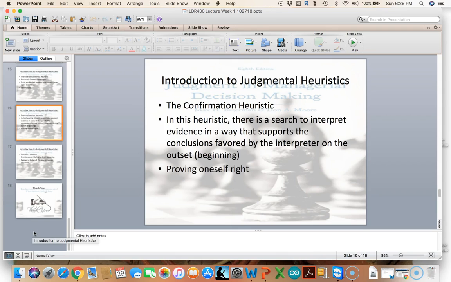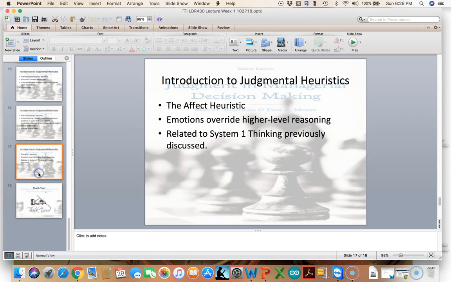So the confirmation heuristic. In this heuristic, there's a search to interpret evidence in a way that supports conclusions favored by the interpreter at the outset. We hypothesize that we understand and know the best possible solution prior to knowing what the problem actually is or what it consists of. And it's part of proving oneself right. And in that, we may be right in our own minds, but we haven't solved the problem. And this is something we need to be aware of.